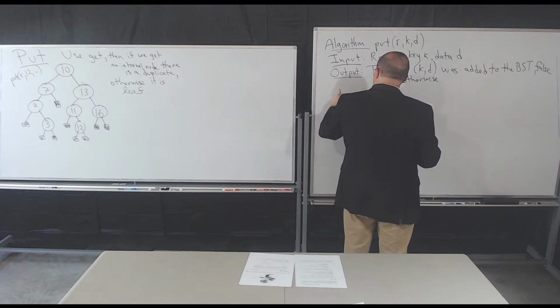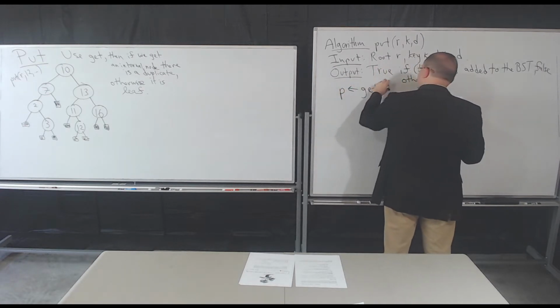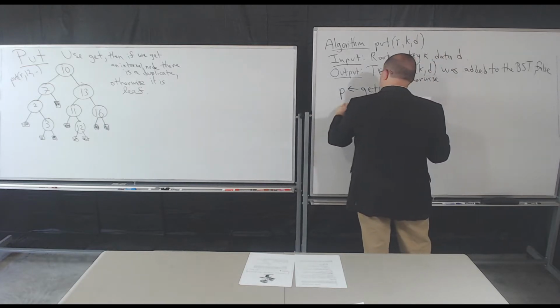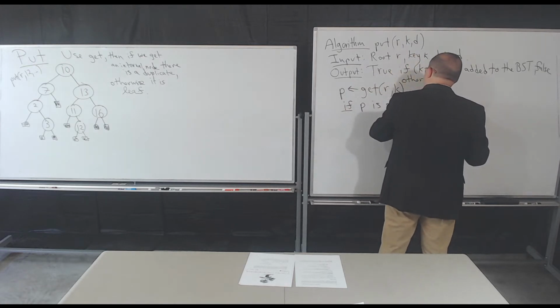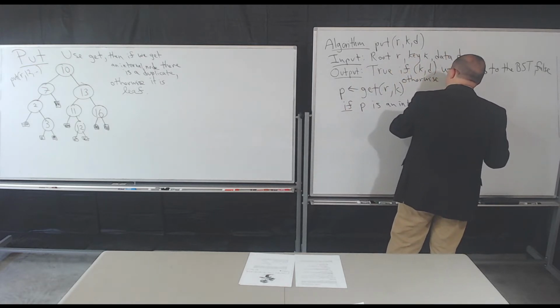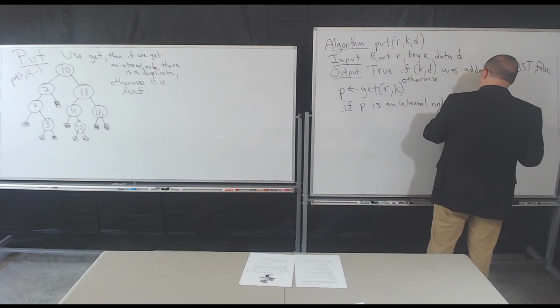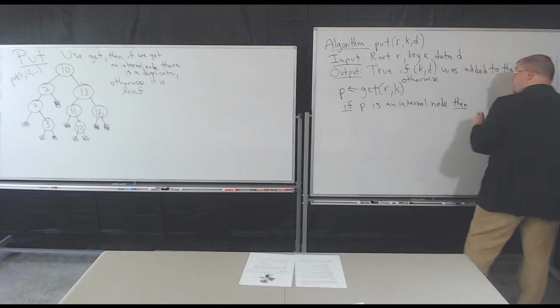So, like I said, I'm just going to use get first. So I get back a reference to some node. If P is an internal node, what should I do if it's an internal node again? I should return false, right?